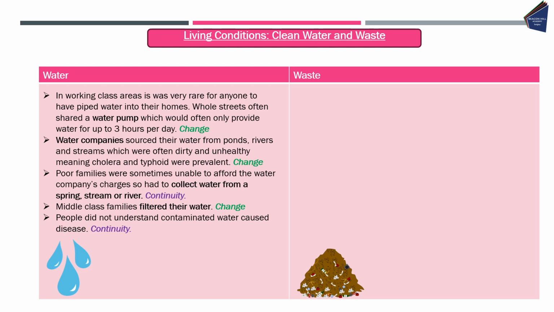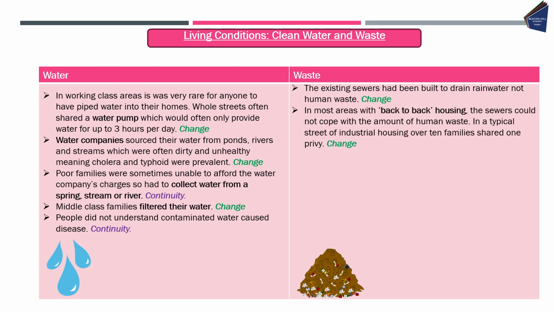In terms of waste, the existing sewers had been built originally to drain rainwater, not human waste. So when the population increases and there are all these back-to-back houses built, for example, the existing sewers are not built for purpose. In most areas with back-to-back housing, the sewers could not cope, as I've just referenced, and in a typical street of industrial housing, over 10 families were sharing one privy.